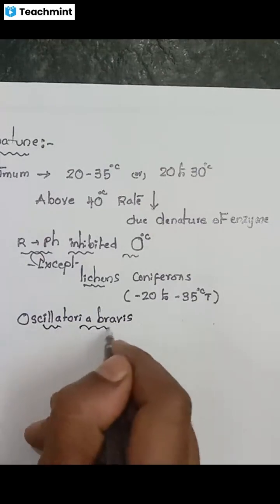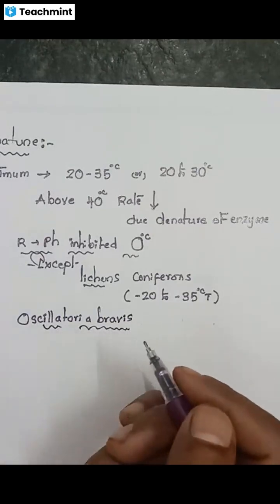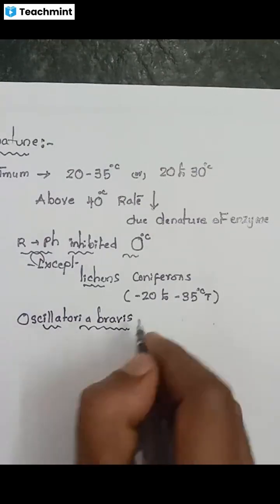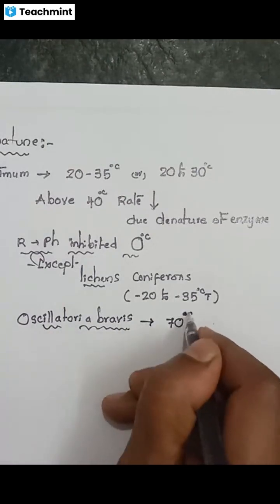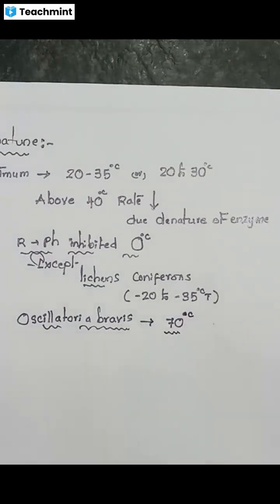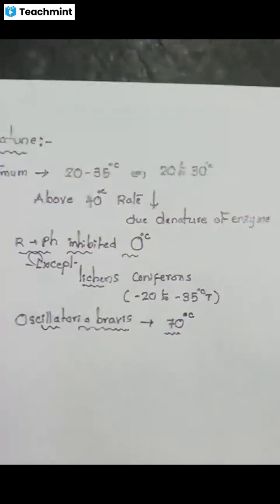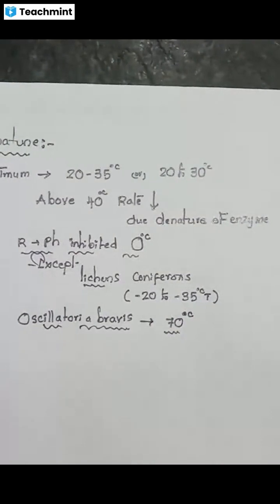The algae Oscillatoria brevis show photosynthesis at higher temperature, about 70 degrees. Generally, when the temperature increases beyond 40 degrees, the rate of photosynthesis decreases. Photosynthesis is inhibited at 0 degrees, but it occurs in lichens and conifers at temperatures of minus 20 to minus 35.